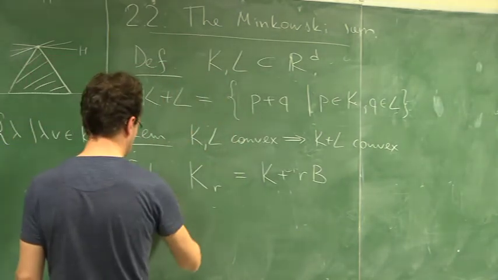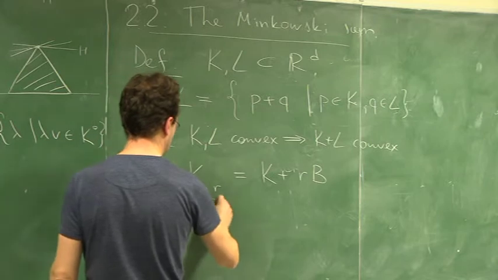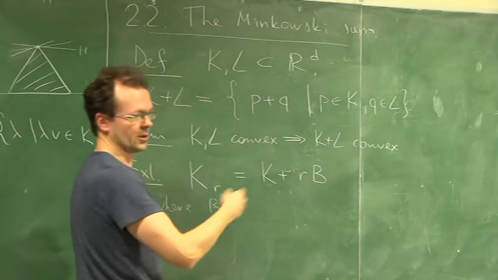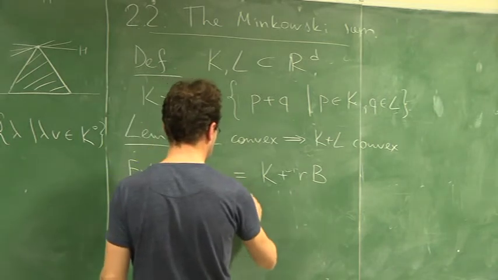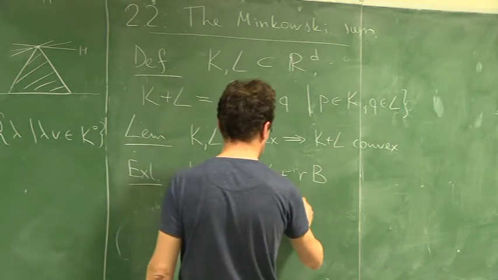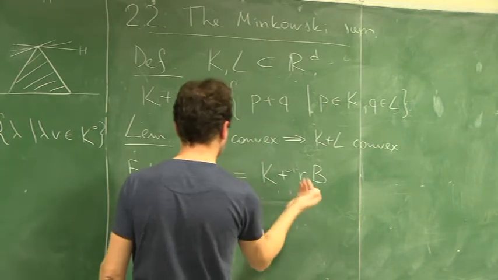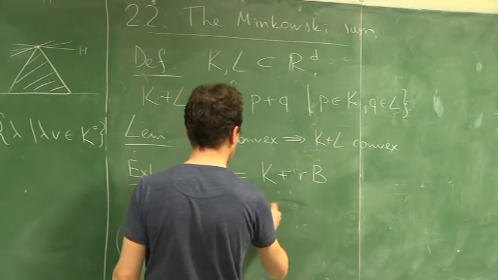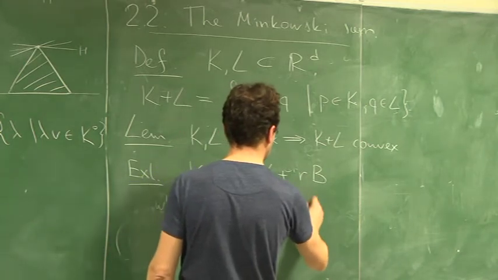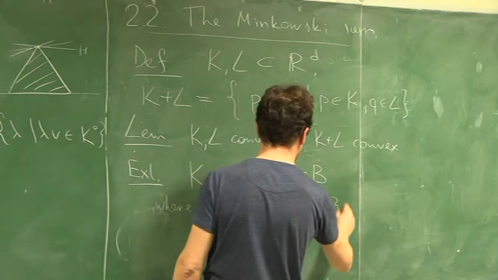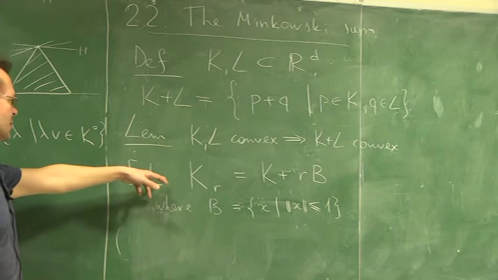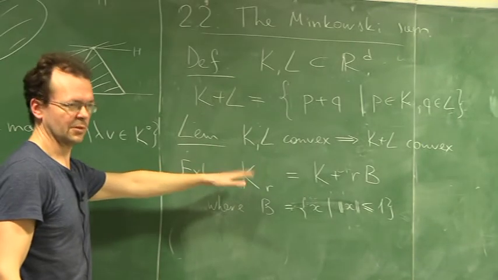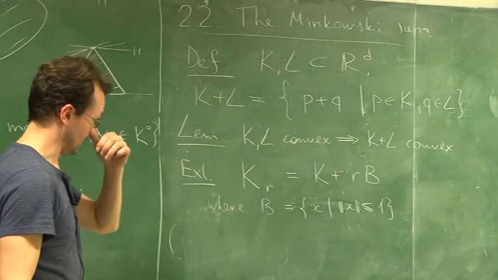Here B is the unit ball, so that R times B is the ball of radius R. B is the ball centered at the origin, so that's the set of all x such that the norm of x is less or equal to 1. Good, one needs maybe to think a couple of minutes to see that this is true, but one arrives at that.